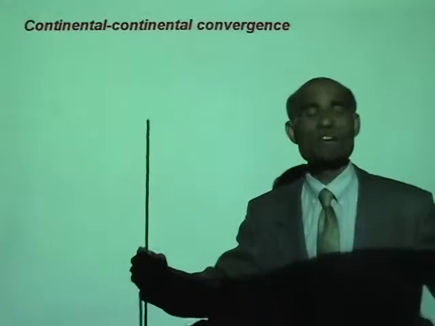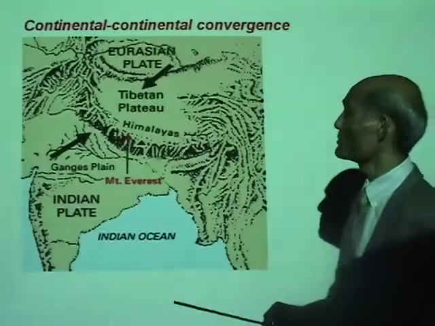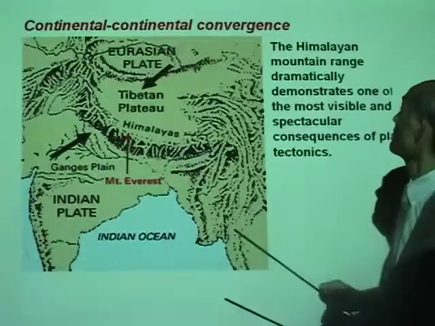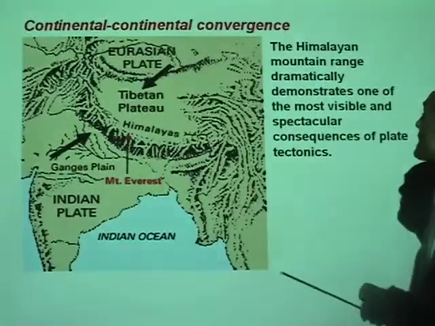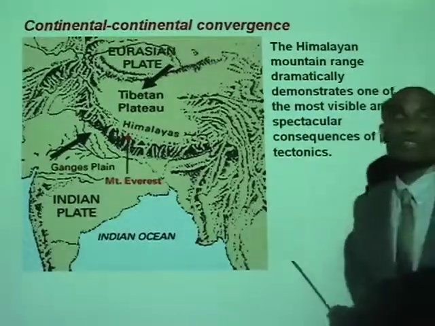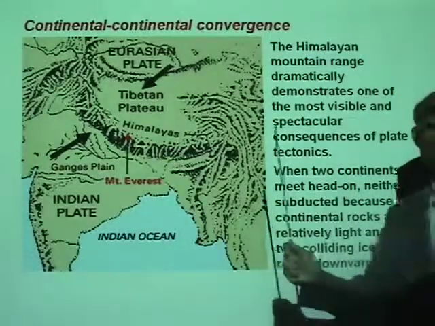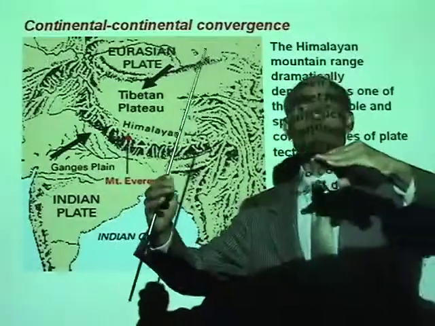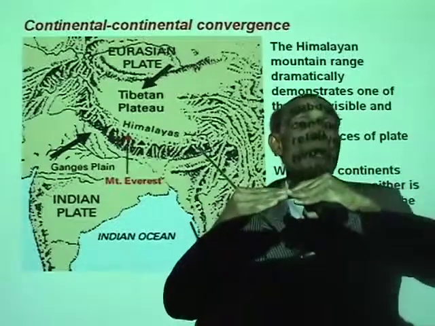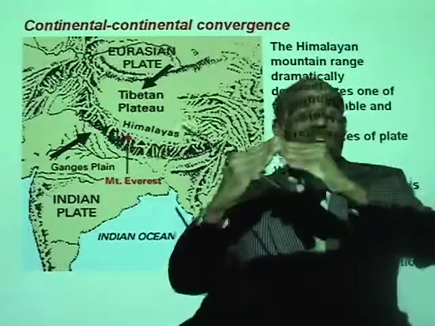How about the convergence of continental to continental? Now a good example can be found in the formation of the Himalayas. The Himalayan mountain range dramatically demonstrates one of the most visible and spectacular consequences of plate tectonics. When two continents meet head-on, that is a continental plate, the Indian plate, and the Eurasian plate, both are continental plates. Now, none of them wants to budge. None of them wants to subduct. Both will fight. And what happens?